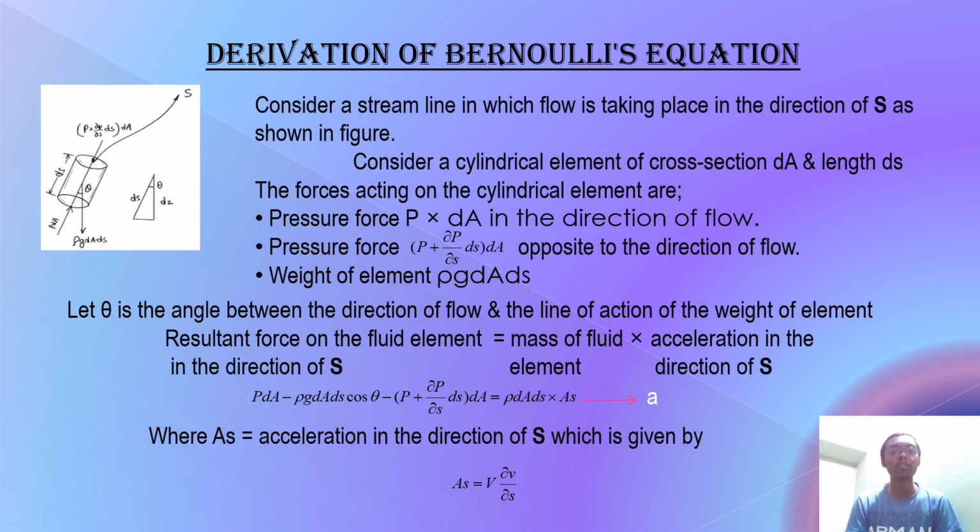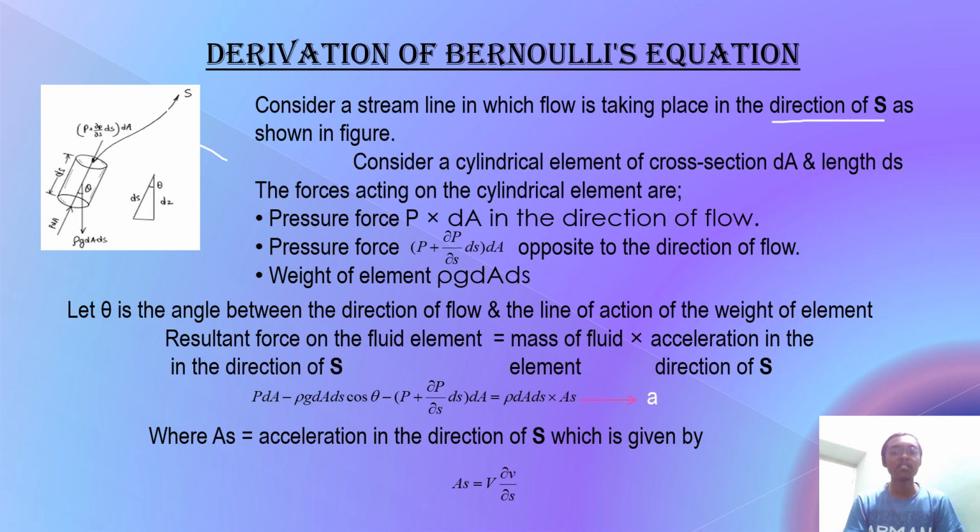For the derivation of Bernoulli's equation, consider a streamline in which the flow is taking place in the direction of S, as shown in the figure. The direction is here. Consider a cylindrical element of cross section dA and length ds. This is dA and this is ds.